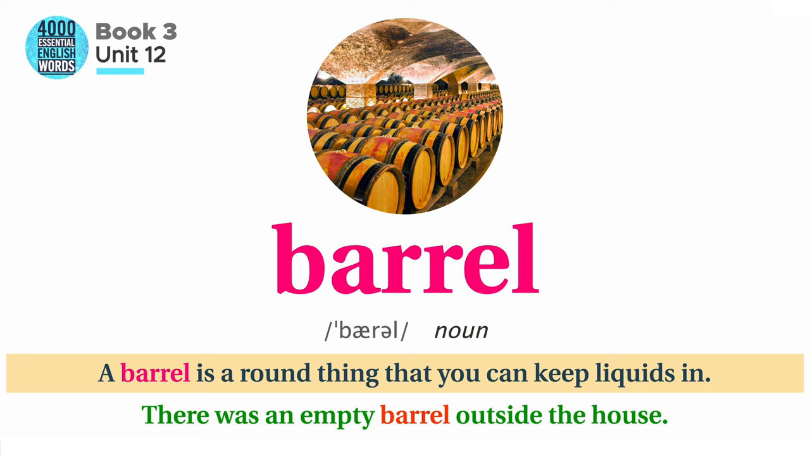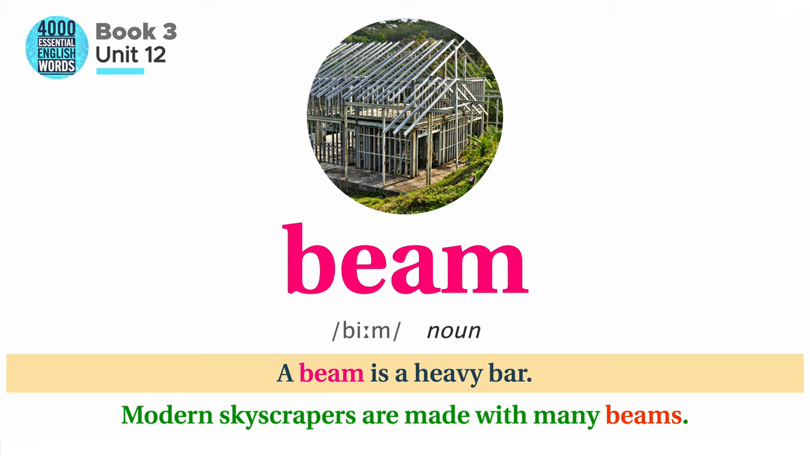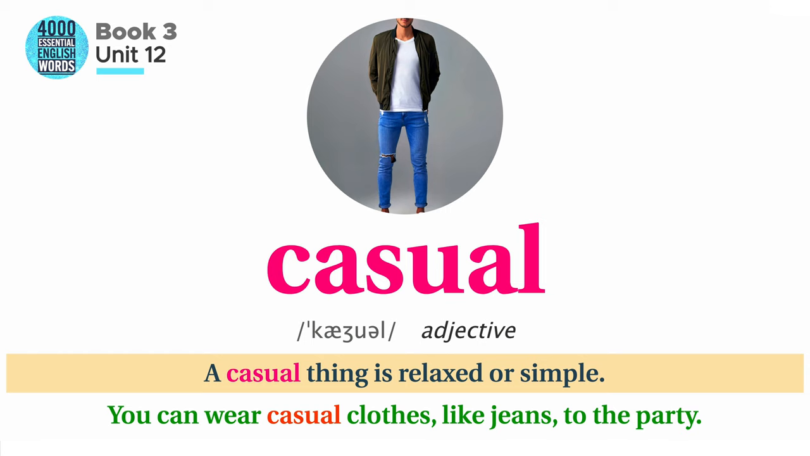Beam. A beam is a heavy bar. Modern skyscrapers are made with many beams. Casual. A casual thing is relaxed or simple. You can wear casual clothes, like jeans, to the party.